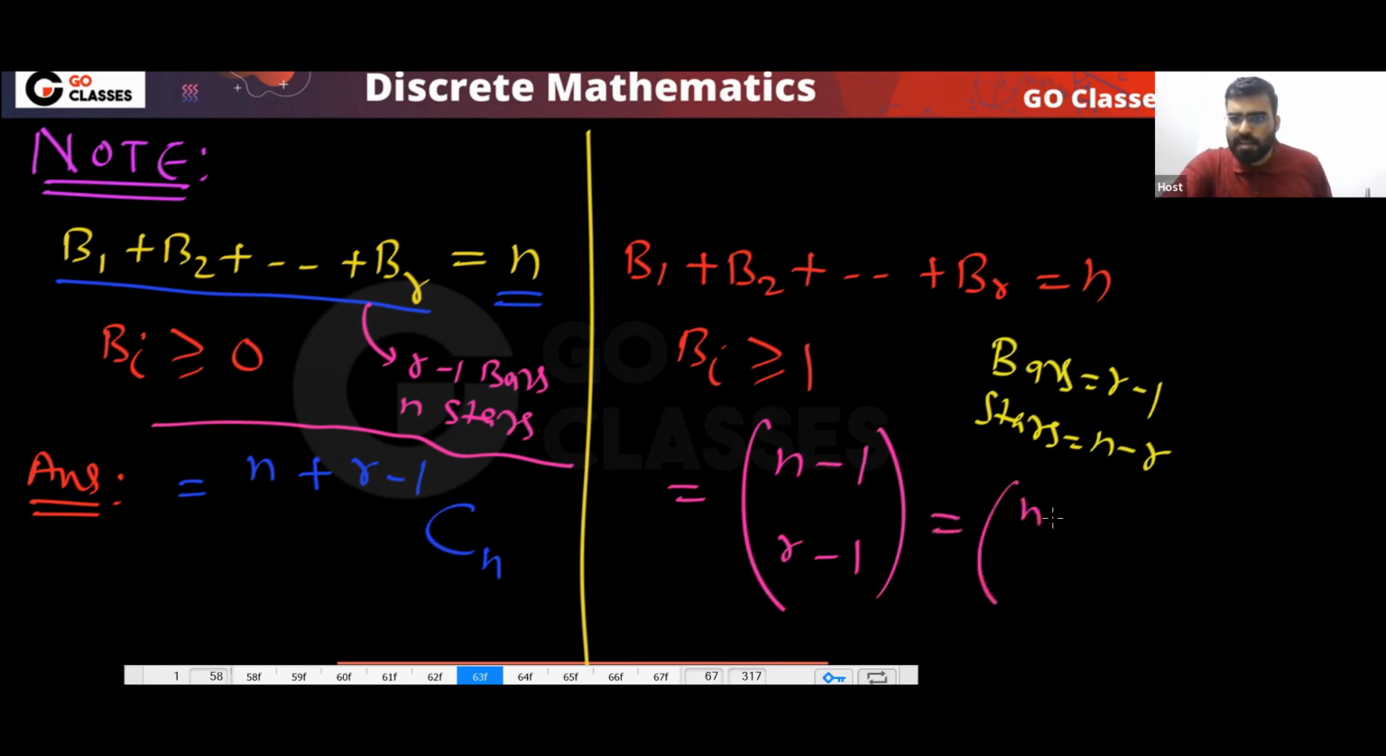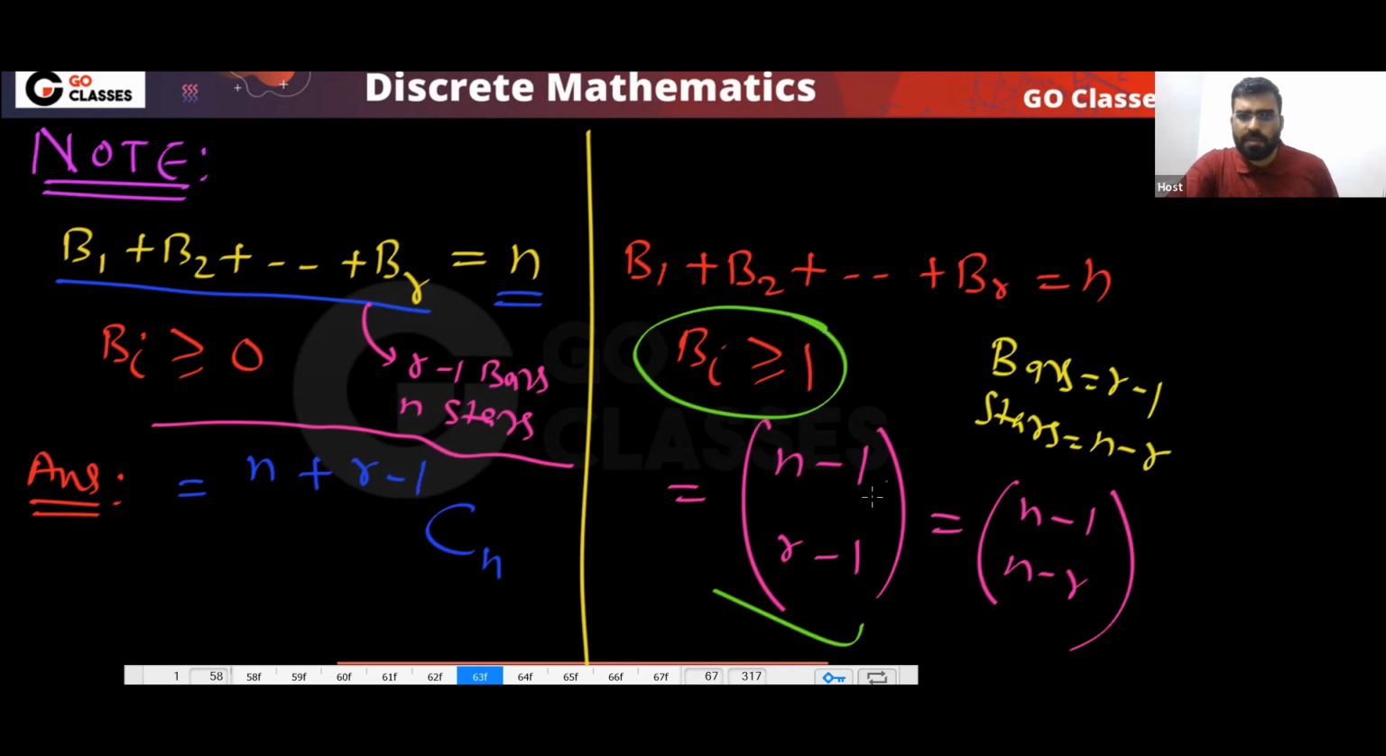This is same as n minus 1 C n minus r, but this formula is frequently used, n minus 1 C r minus 1. Whenever you have this situation, where b_i is greater than or equal to 1, then we have this formula n minus 1 C r minus 1.